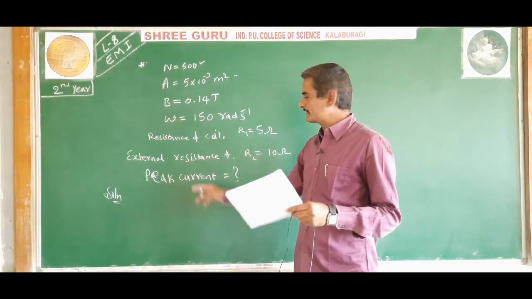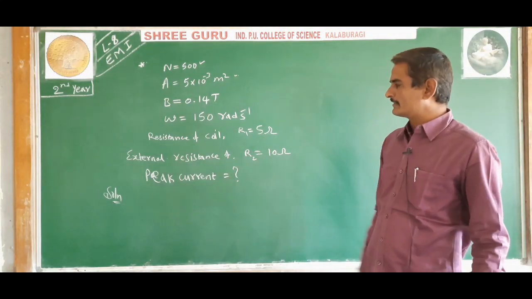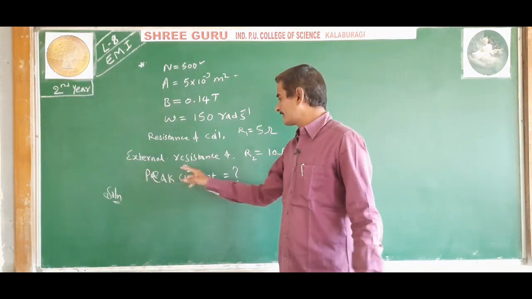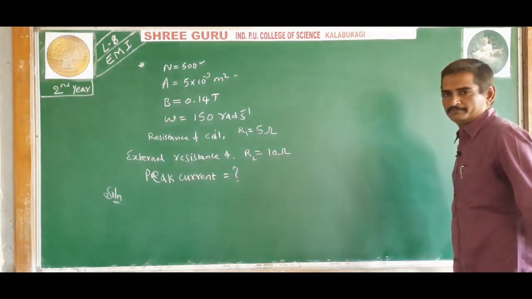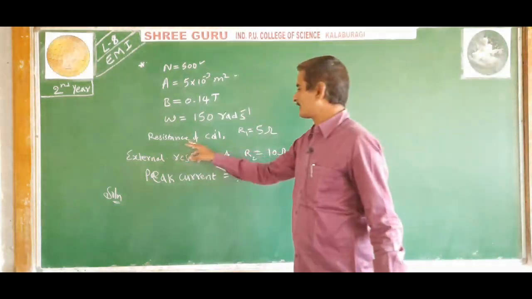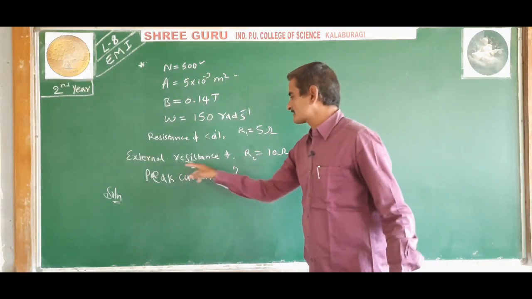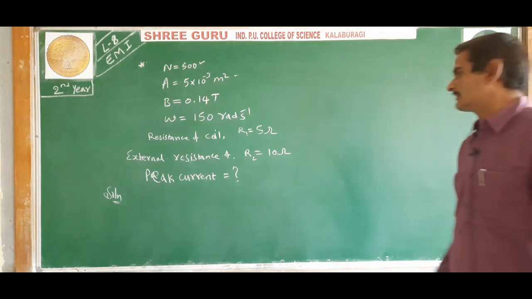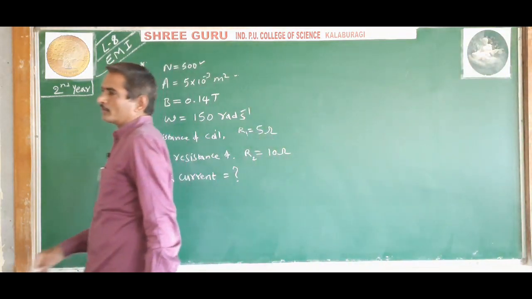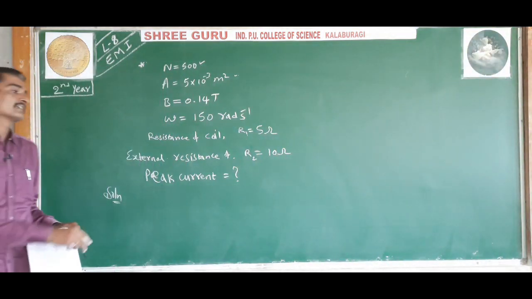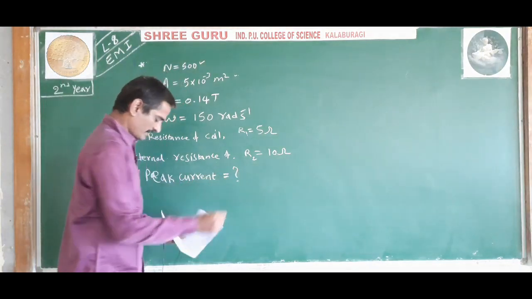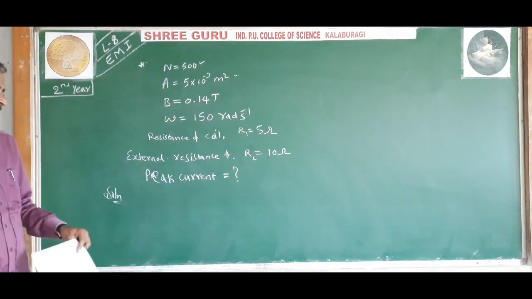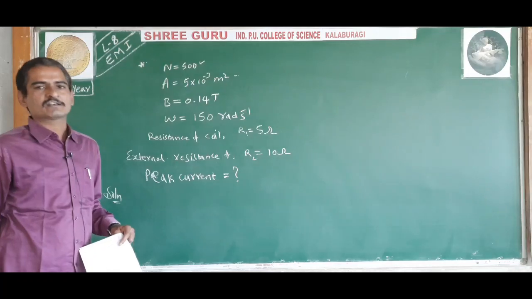The resistance of the coil is 5 ohm and this coil is connected to an external resistance of 10 ohm. Then find out the peak current through the resistance, that is the peak current through the external resistance.